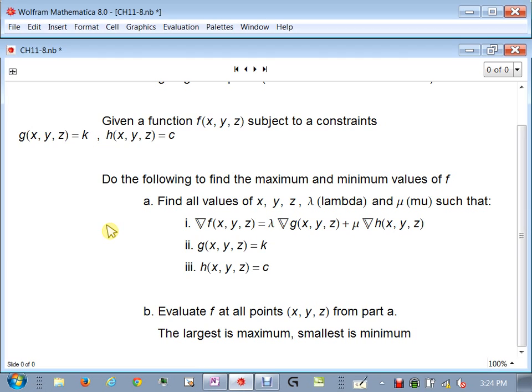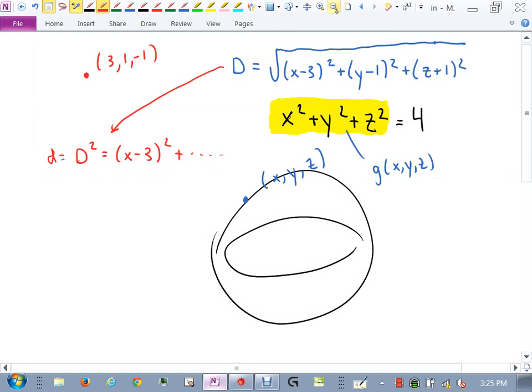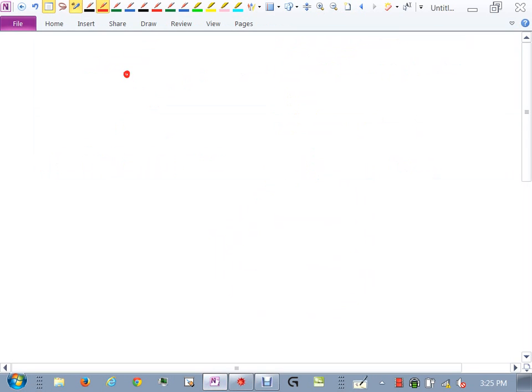If you have an objective function, f of x, y, z, instead of constraining it to one thing, you could constrain it to two things, and then find the max and mins. I'll give you a visual example. Let's say we're trying to find that point (3, 1, -1).